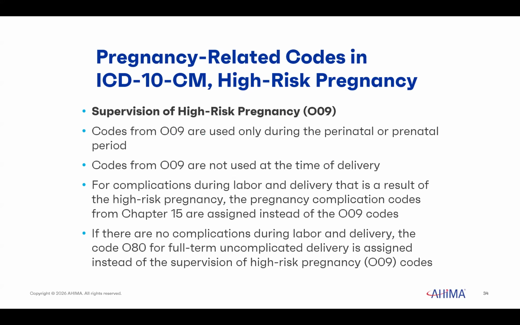High-risk pregnancy supervision codes are used only during prenatal care, not at delivery and not postpartum. And if you think about it, of course, it makes sense. For complications during delivery that are a result of a high risk pregnancy, the pregnancy complication code from chapter 15 is assigned instead of the code from O09, supervision of high risk pregnancy.